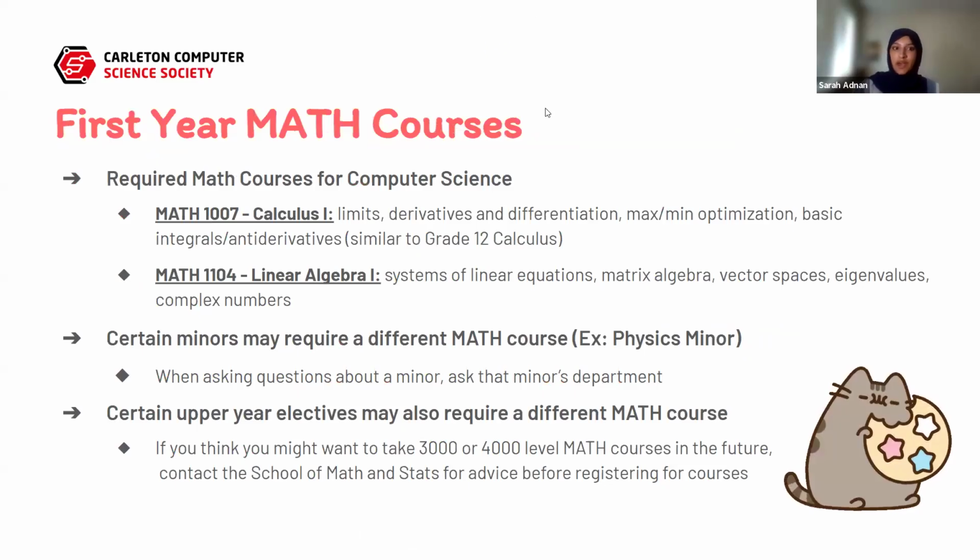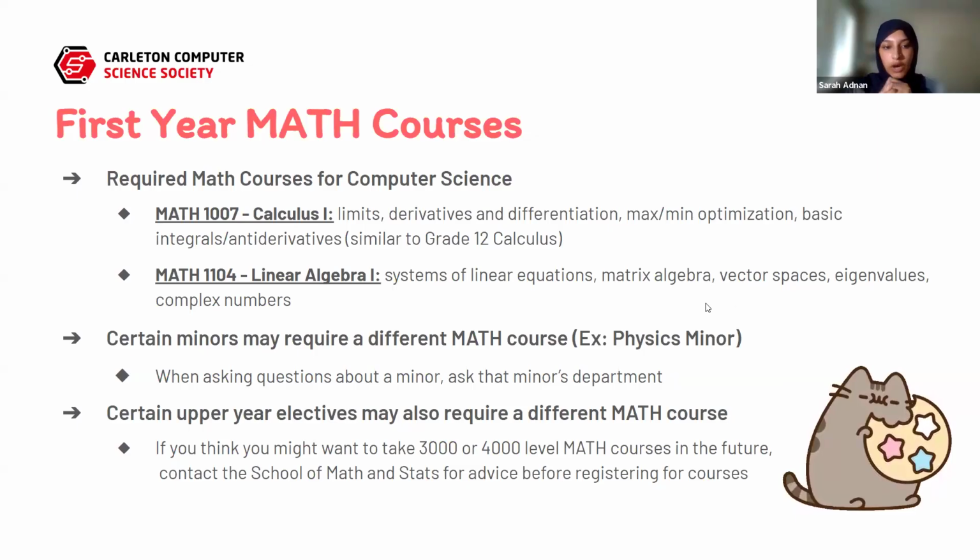You also need to take some math courses. The two first-year math courses are Calculus 1, which is Math 1007. This is very similar to calculus in high school. You go over limits, derivatives, differentiation. The second math course is 1104, which is linear algebra. This is system of linear equations, matrix, algebra, vectors, all that.